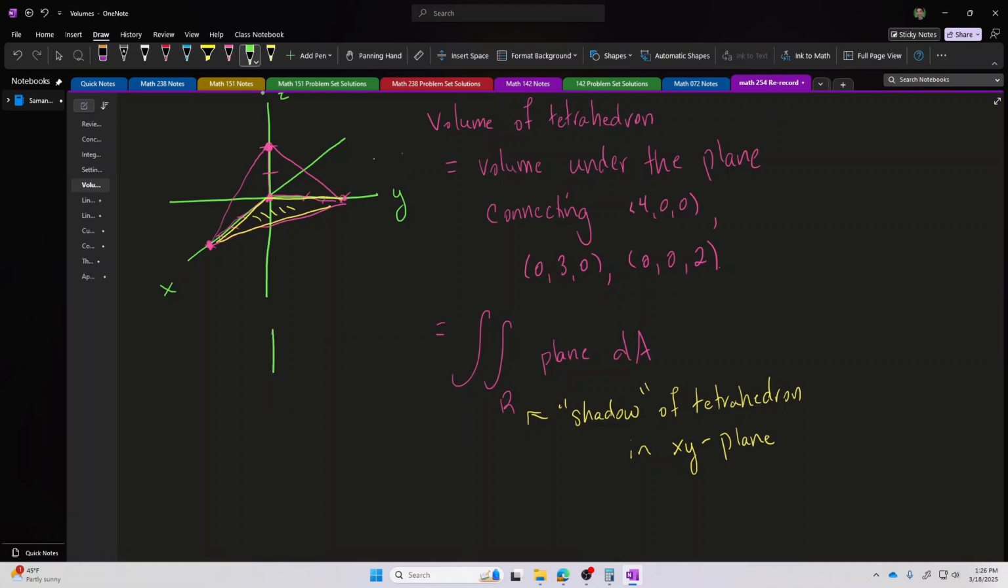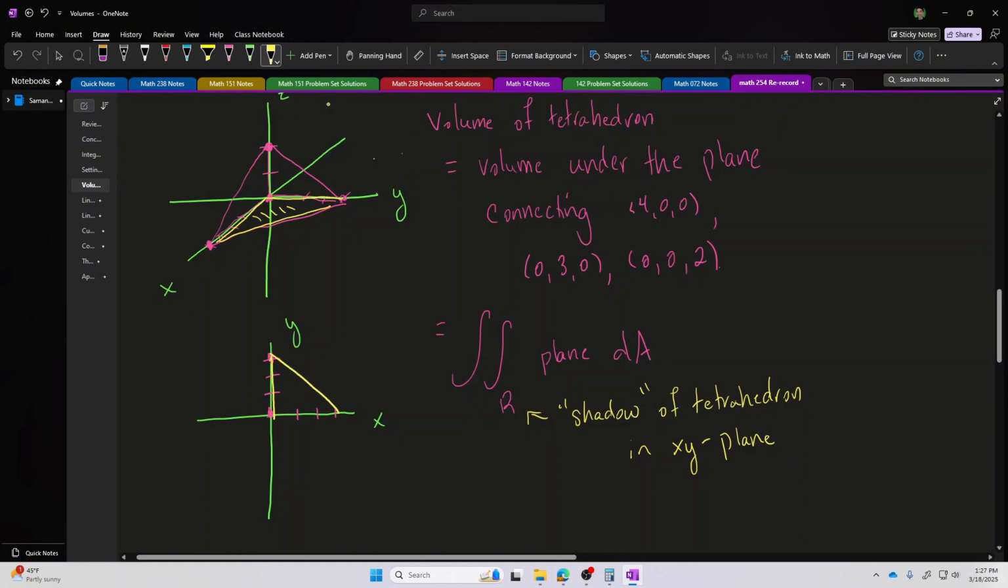And if I draw it in 2 dimensions for clarity, then I would be connecting this point 4 units along the x-axis, and this point 3 units along the y-axis, and this point at the origin to form this triangular shadow of the tetrahedron on the xy plane.